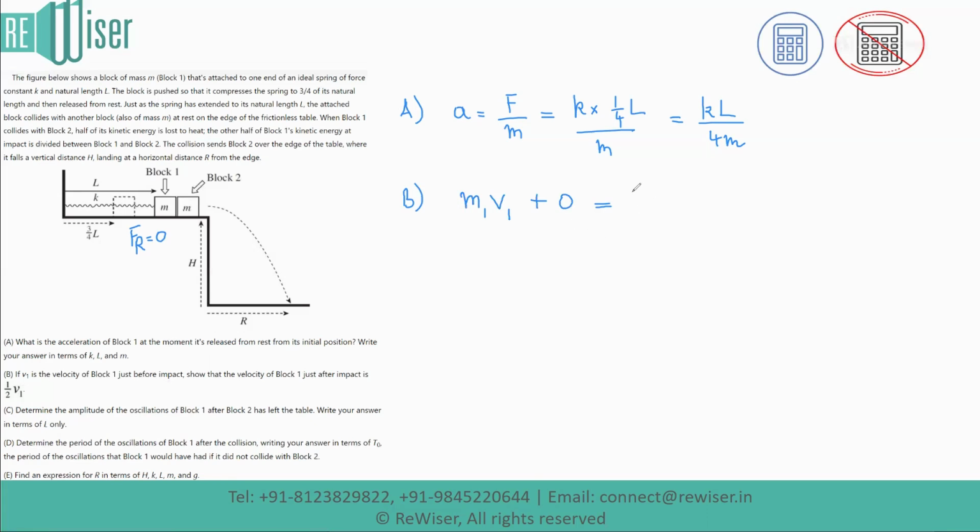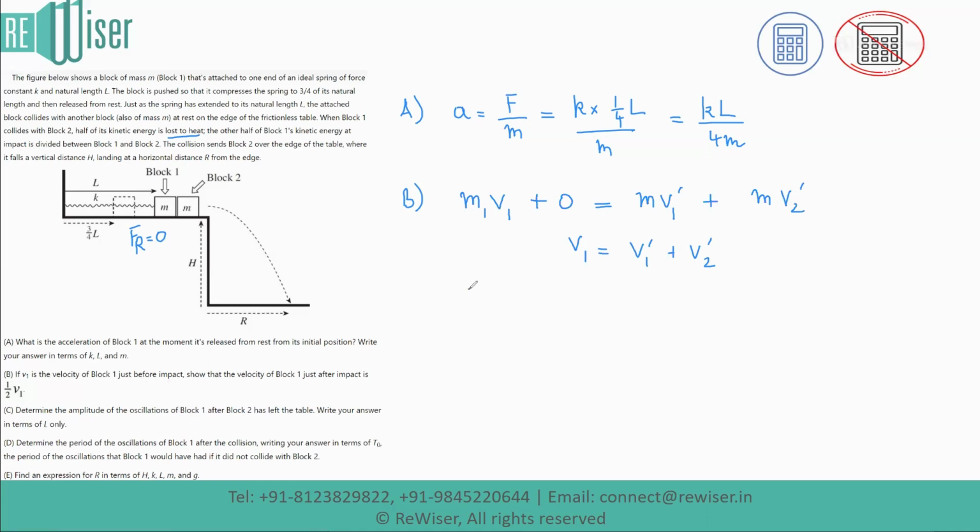Now after collision, let's assume block 1 has a velocity of V1 dash, so M V1 dash, plus block 2 has a velocity of V2 dash, M V2 dash. Simplifying, we get V1 equals V1 dash plus V2 dash. This does not help simplify the question. We also can, however, use the relationship given for kinetic energy. They say that half of block 1's kinetic energy is lost to heat or other resistive forces, and the other half is converted to the kinetic energy of the two blocks.